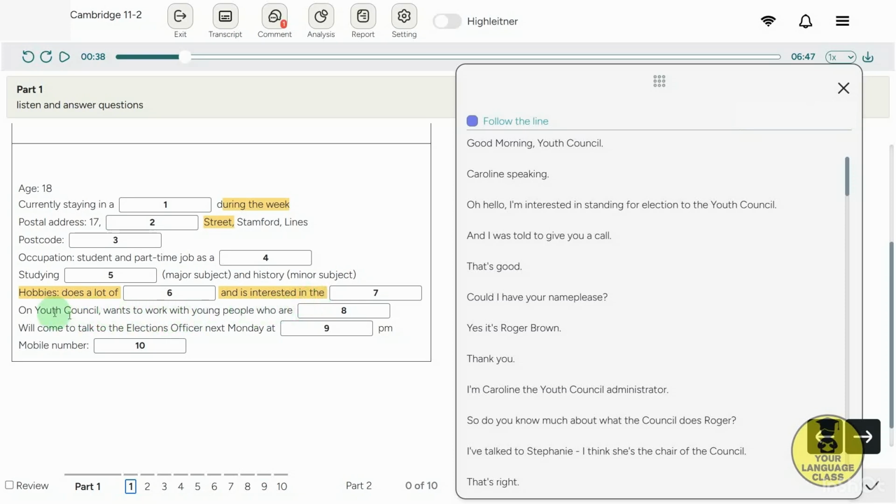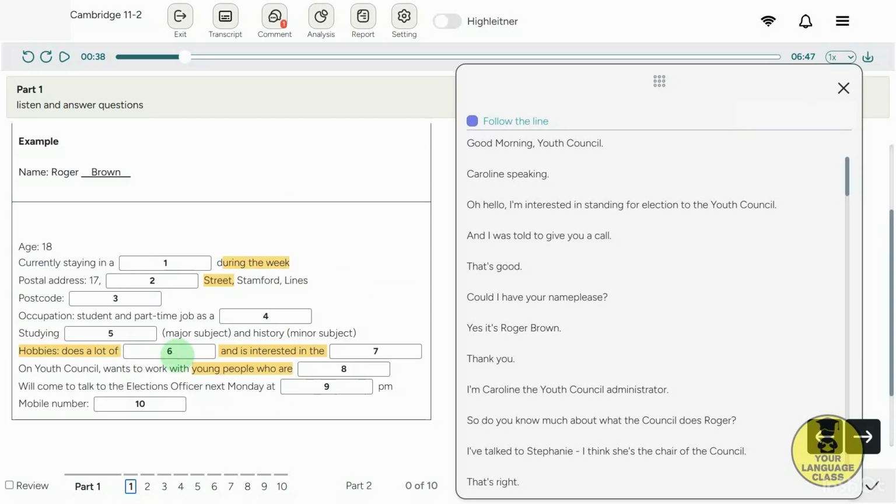Blank number 8 on youth council wants to work with young people who are, so we should expect a description of a specific group of people. For example, people who are homeless, unemployed, successful, or something similar. Blank number 9 says we'll come to talk to the elections officer next Monday at p.m. So we immediately know it will be a time. Blank number 10 is a mobile number, so that's also easy. It will be spelled out digit by digit. Now let's listen and check.